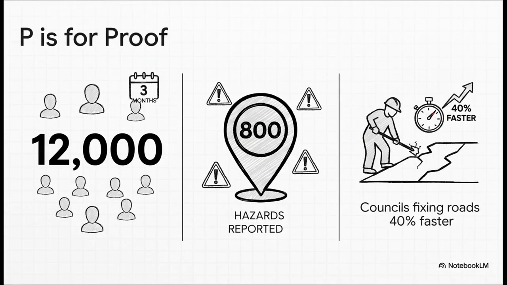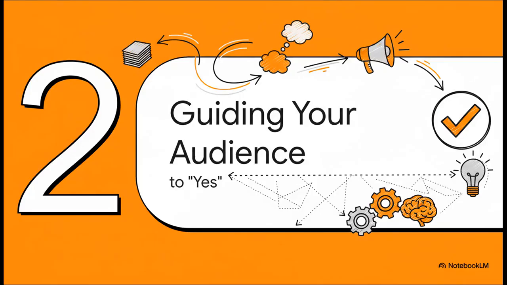And finally, you seal the deal with P for proof. This is where all that data we talked about earlier comes roaring back in, but now it has context, it has a purpose. These numbers aren't just abstract facts anymore, they're tangible evidence that the answer works. 12,000 users in just 3 months, 800 hazards reported, and get this, it's even helping councils fix roads 40% faster. That's real impact. So, do you see the transformation there? It's the same app, the same core idea, but by shifting from just presenting information to telling a structured story, the pitch becomes crystal clear, not just what the app is, but why it truly matters.